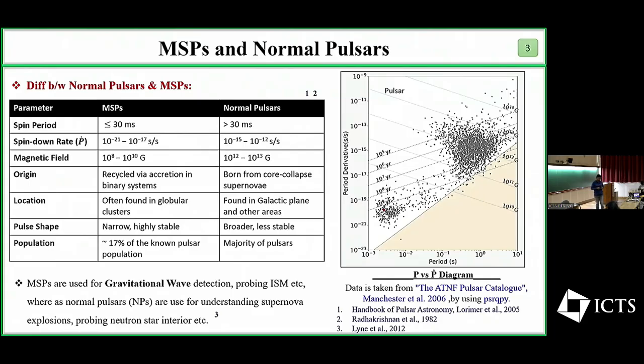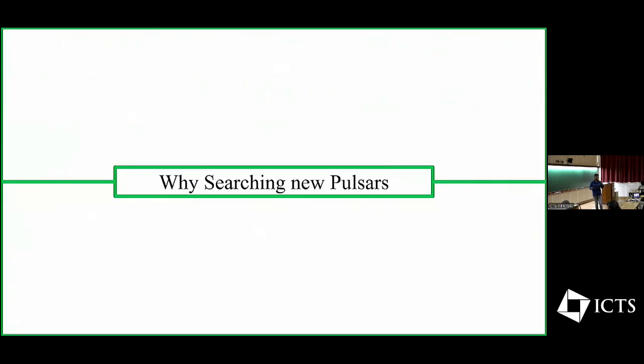MSPs are often used to detect gravitational waves in PTA due to their low period derivative value and low red noise. PTA is a pulsar timing array, which uses an array of MSPs to detect the gravitational wave pattern in their TOAs. So why search for new pulsars?